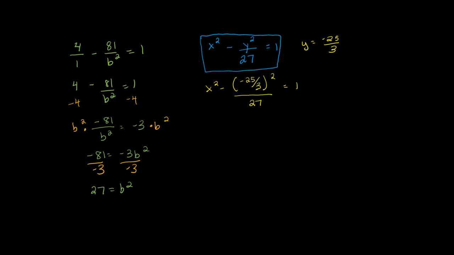Now, you might be someone that likes to get rid of fractions, so maybe we can multiply both sides by 27 so that we don't have that extra fraction on top of a fraction thing. So that would give us 27x squared minus, and then I'm going to go ahead and square the -25 over 3. So 25 squared is 225. 3 squared is 9.